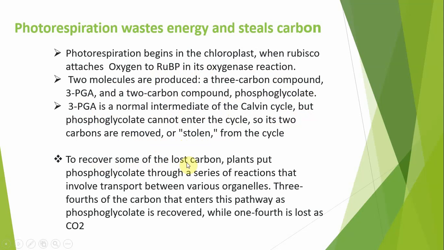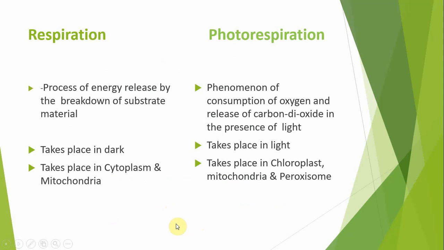To recover some of the lost carbon, plants put phosphoglycolate through a series of reactions that involve transport between various organelles. 3/4 of the carbon that enters this pathway as phosphoglycolate is recovered, while 1/4 is lost as carbon dioxide.